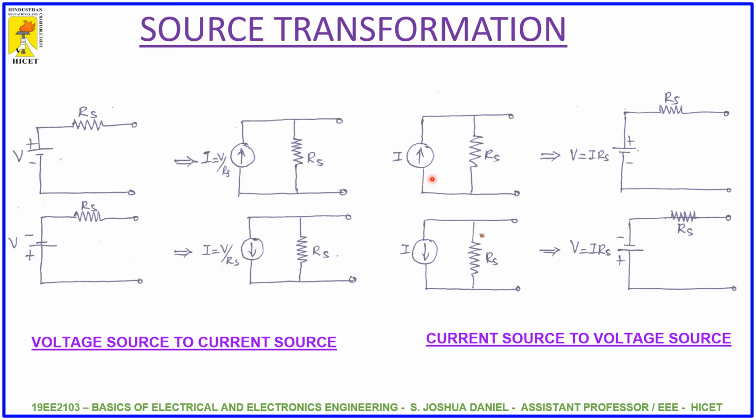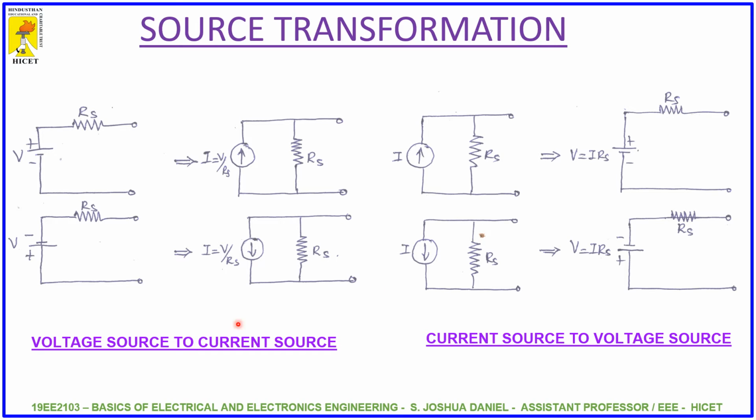Next, how to convert a current source to a voltage source. We know the value of I and we know the value of Rs. We know Ohm's law, V is equal to IR. So V is equal to I into Rs. We get the voltage source here, and we directly connect a series resistance. The value of the resistance is known, and it is connected here as a series resistance Rs.